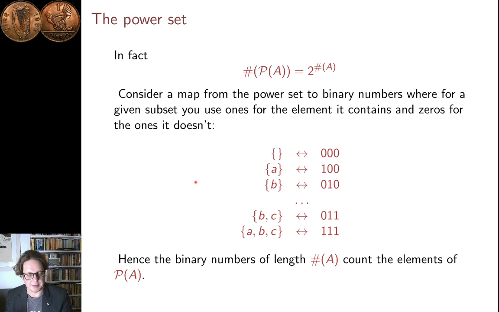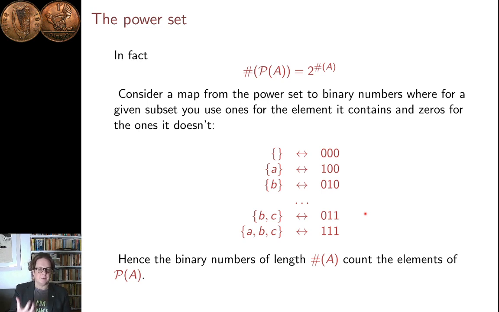And so B will map to 0, 1, 0, A will map to 1, 0, 0. B and C, for example, will map to 0, 1, 1, because the A is absent, the B and C are present. And finally, A, B, C will map to 1, 1, 1. And so the binary numbers whose length is given by the cardinality of A count the elements of the power set.